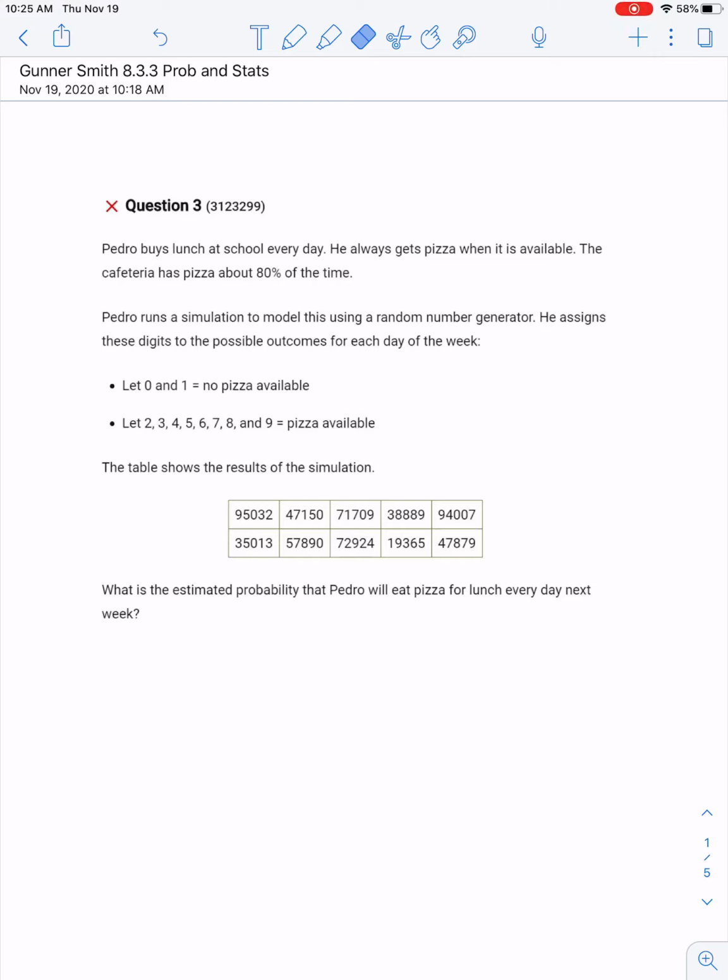All right, so we're going to go through some questions over Apex Prob Stats. This is 8.3.3, and I'm just going to start going through them, okay? So this first one says, Pedro buys lunch at school every day. He always gets pizza when it's available. The cafeteria has pizza about 80% of the time.